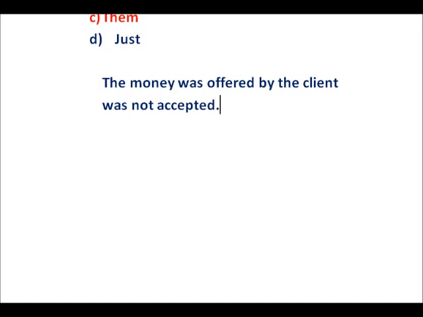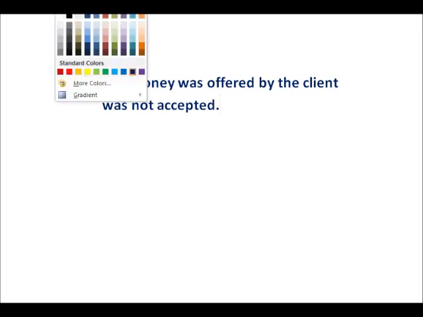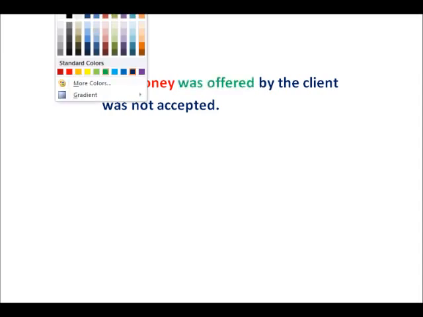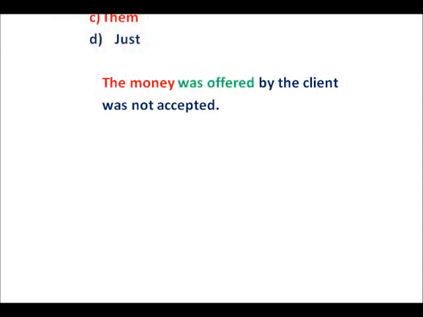Now the question is, this sentence, is it correct or incorrect? The money was offered by the client was not accepted. In order to analyze this sentence and discover if it's correct or incorrect, I look at the subject. Well, the subject actually is the money. That's the subject. Now we need to find the verb. Was offered. Well, that's a verb. Fantastic. So I've got subject and we've got a verb here. So the money, subject, was offered, a verb. By the client, was not accepted.